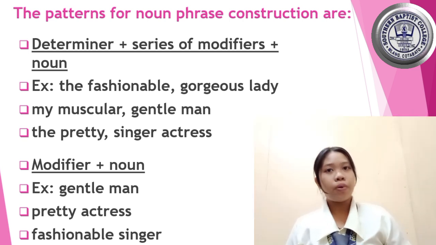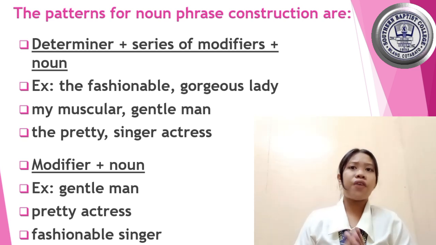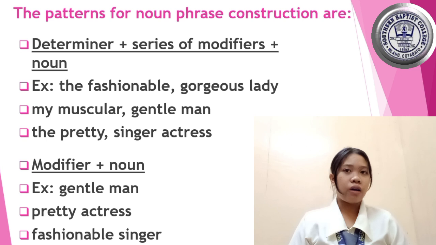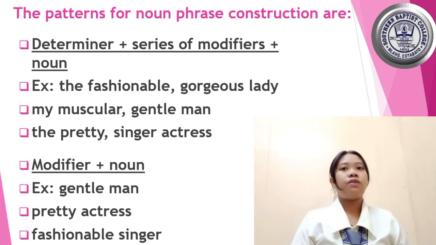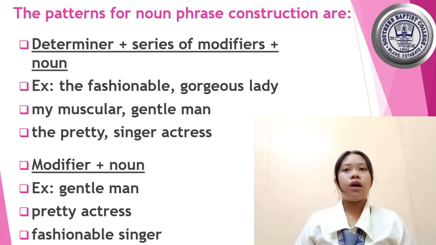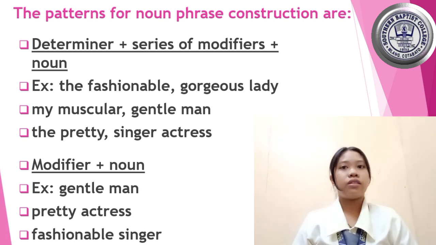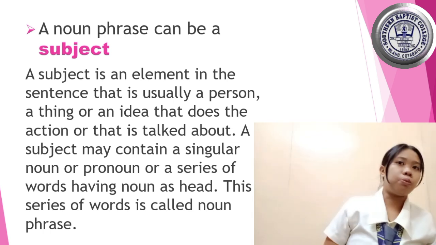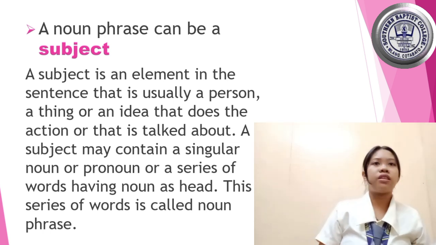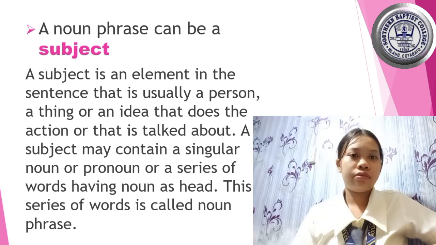The second example is the pretty actress. The word pretty is our modifier and the noun is the word actress. The third is fashionable singer. Our modifier here is fashionable and the noun is singer. So we're already done with the patterns of noun phrases. Let's move on to the next, where I'll explain the functions of noun phrases.